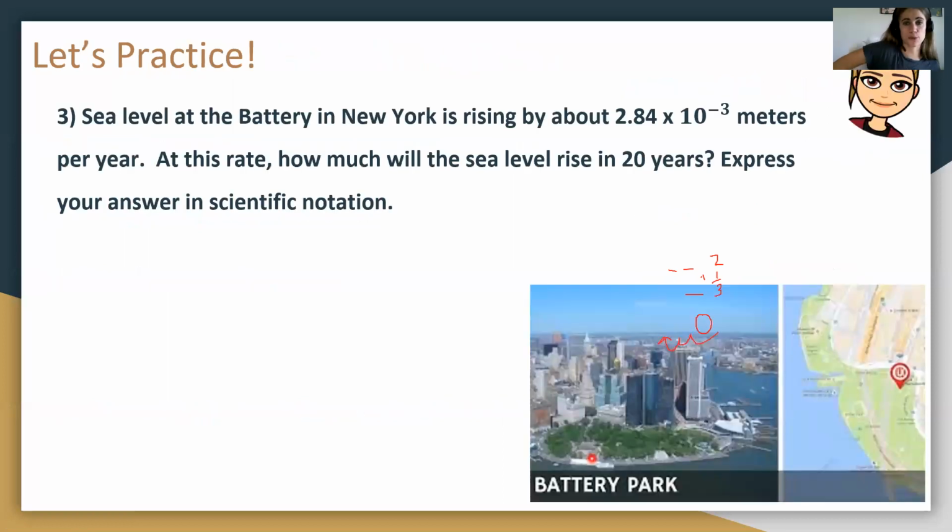All right, let's do a practice problem here. So sea level at the Battery, so Battery Park. Oh, let me clear this here so we don't have all my drawings. Is rising by about 2.84 times 10 to the negative third meters per year. Yikes. At this rate, how much will the sea level rise in 20 years? Express your answer in scientific notation.